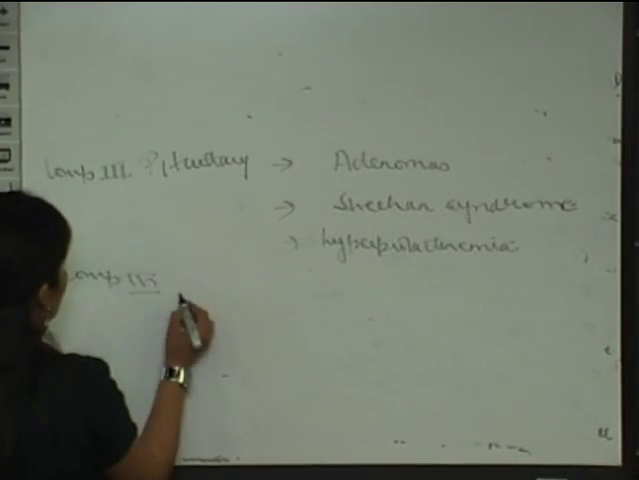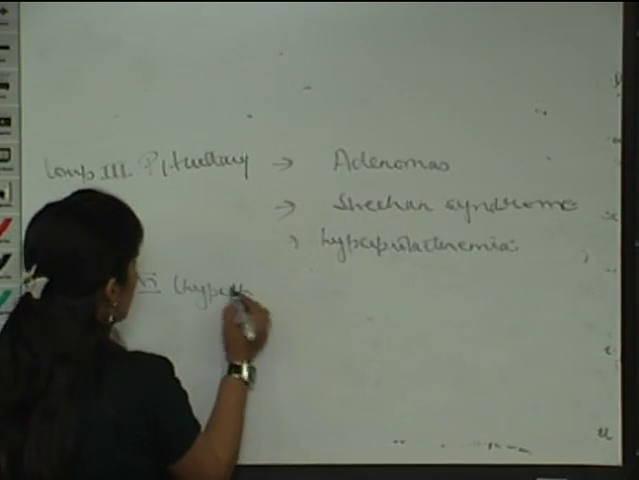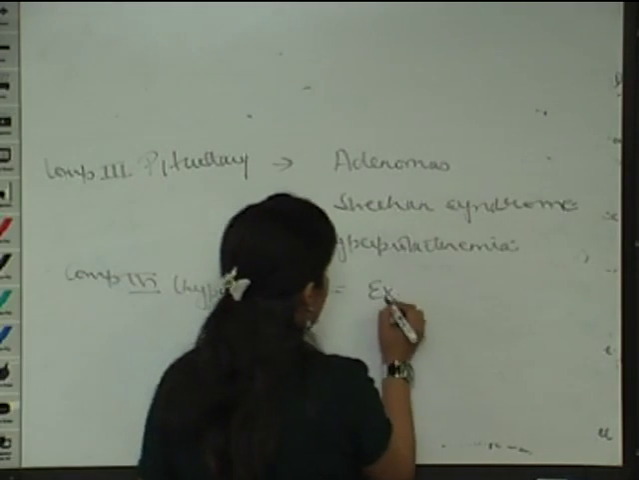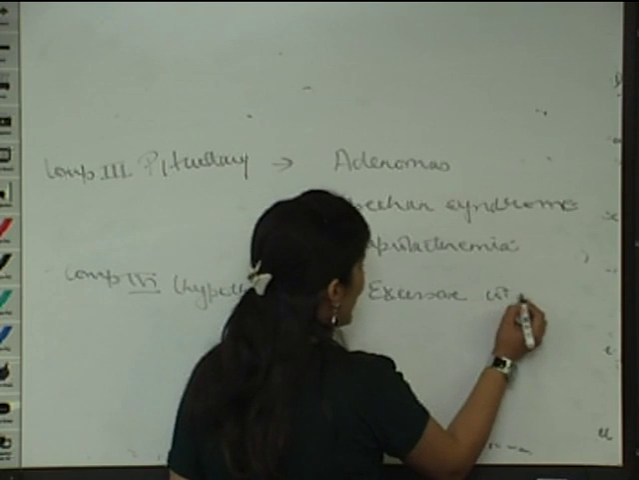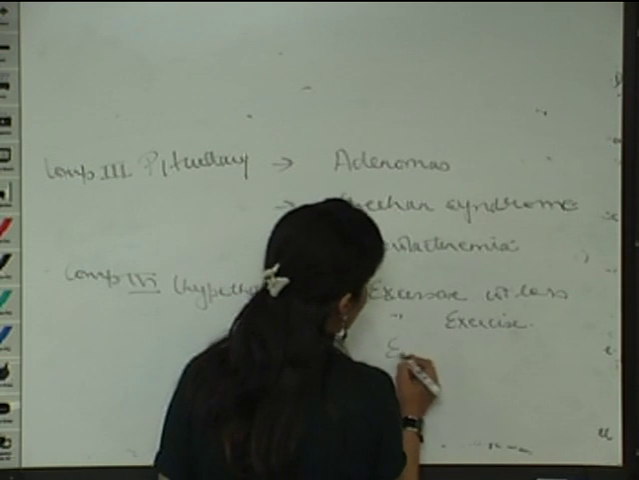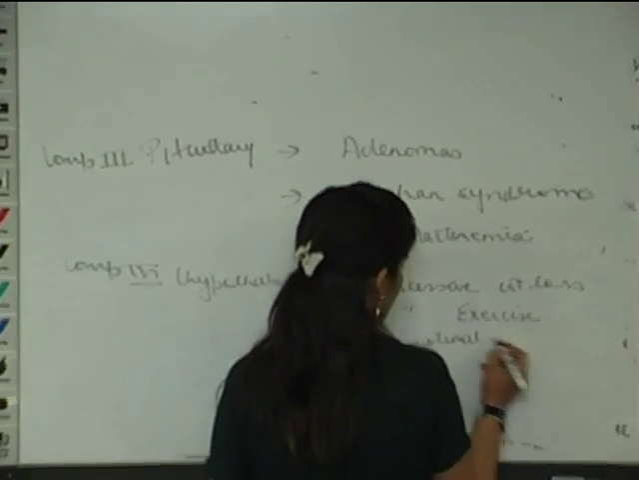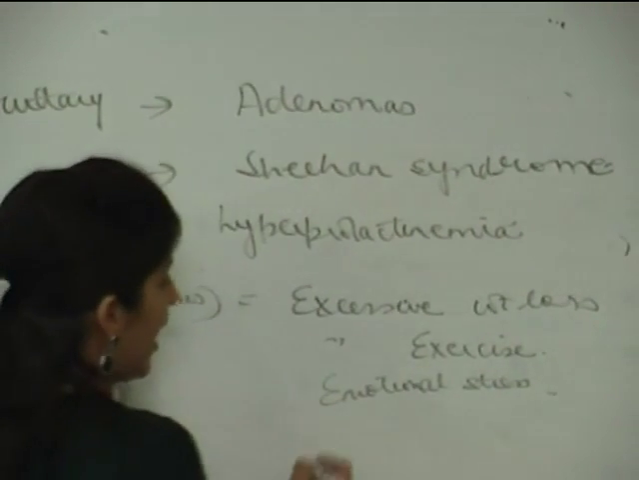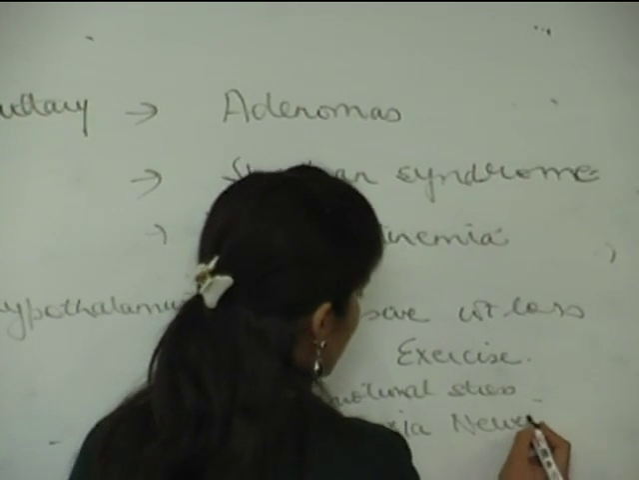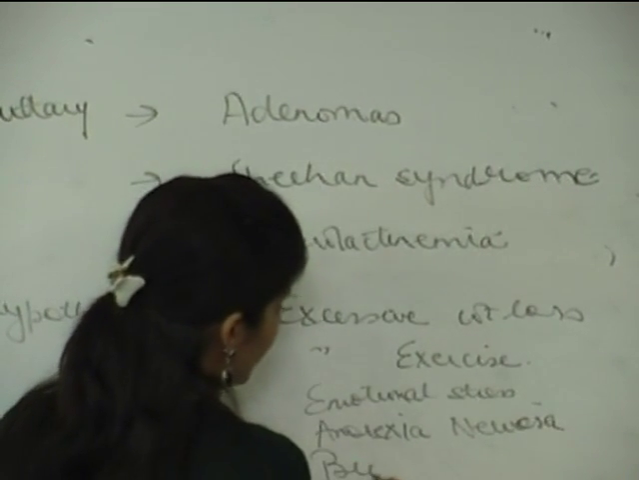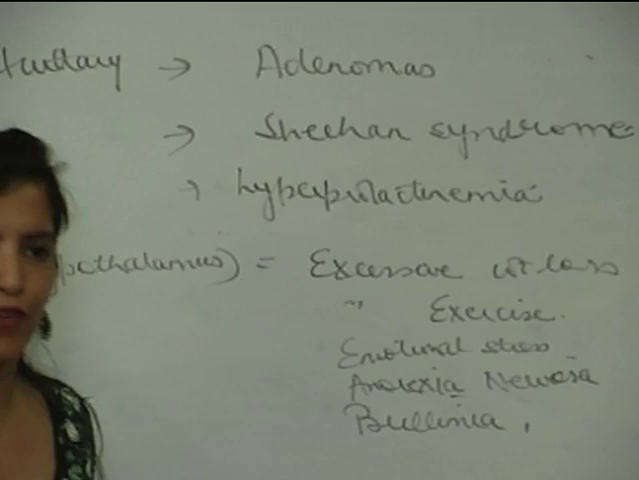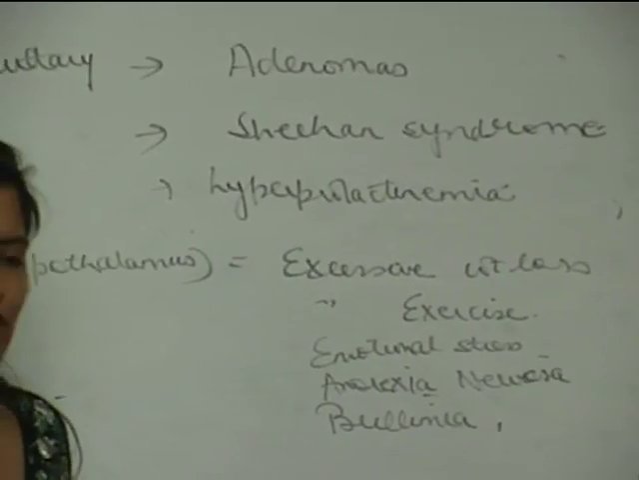Compartment 4, that is hypothalamus. The cause of secondary amenorrhea could be excessive weight loss, excessive exercise, emotional stress, then anorexia nervosa, bulimia. In all these conditions, the release of GnRH is affected, and that is why it leads to secondary amenorrhea.